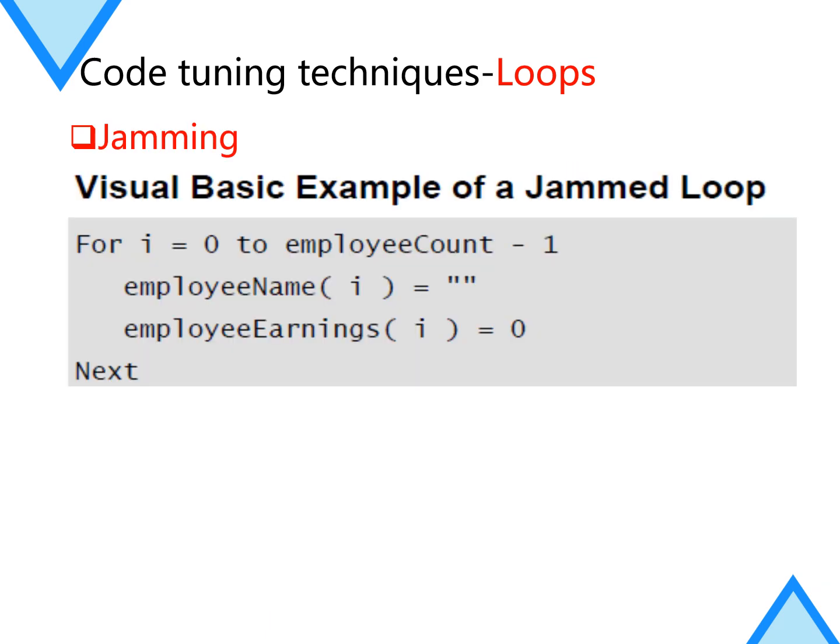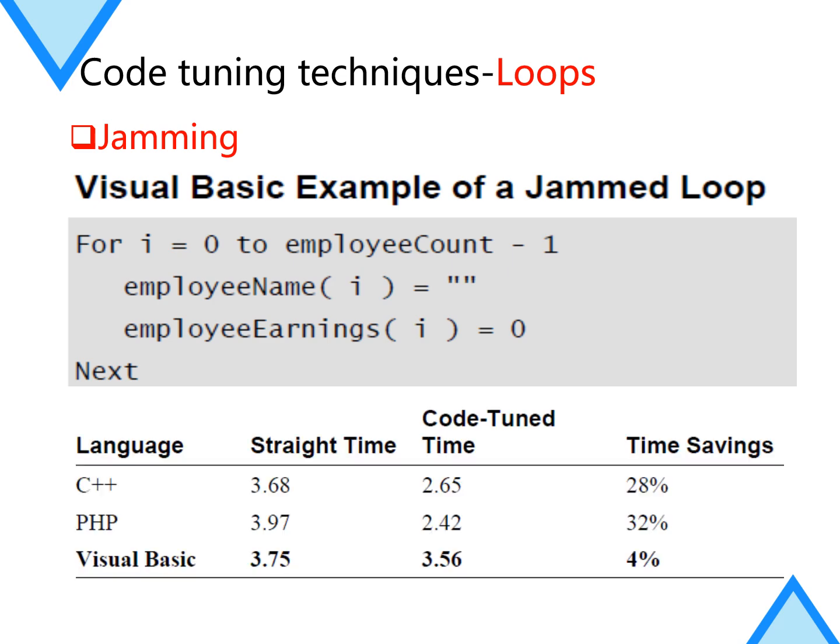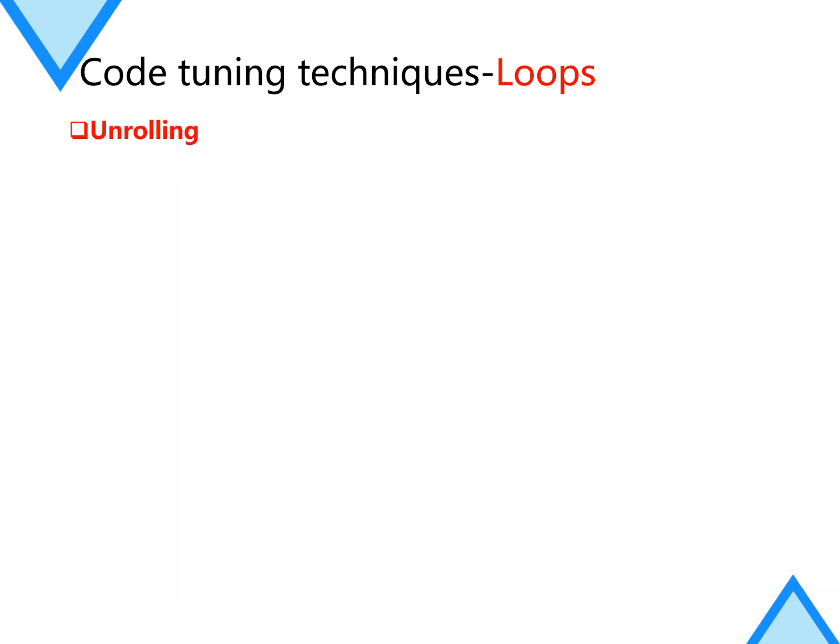So in this example we apply the technique and we have jammed the loop. We have combined the two separate loops into one loop. Now look into the time saving gains. In case of C++, we receive 28% time saving. In case of PHP, we receive 32%, and in case of Visual Basic, we receive 4% time saving if we apply this simple technique. The third technique is unrolling.